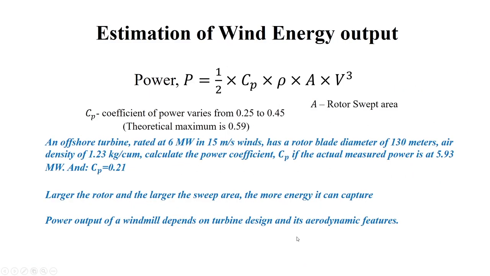And again, we can have one more understanding. Say, for example, an offshore wind turbine which is rated at 6 megawatt in 15 meter per second wind speed, has a rotor blade diameter of 130 meters and air density 1.23 kg per cubic meter. If we have to calculate Cp, and the actual measurement is 5.93 megawatt, then Cp is found to be about 0.21.